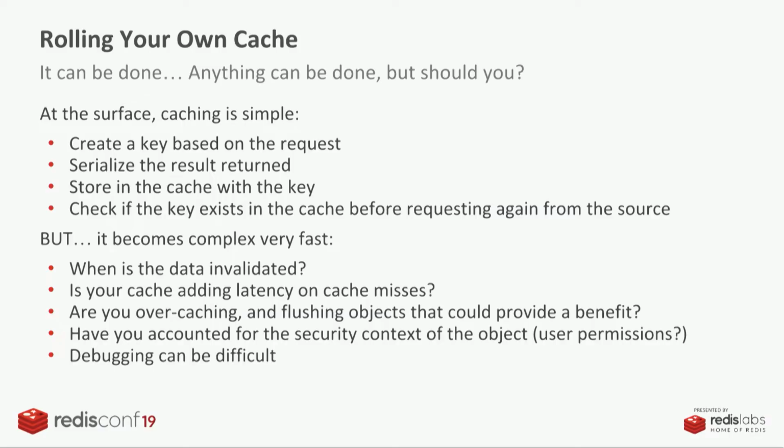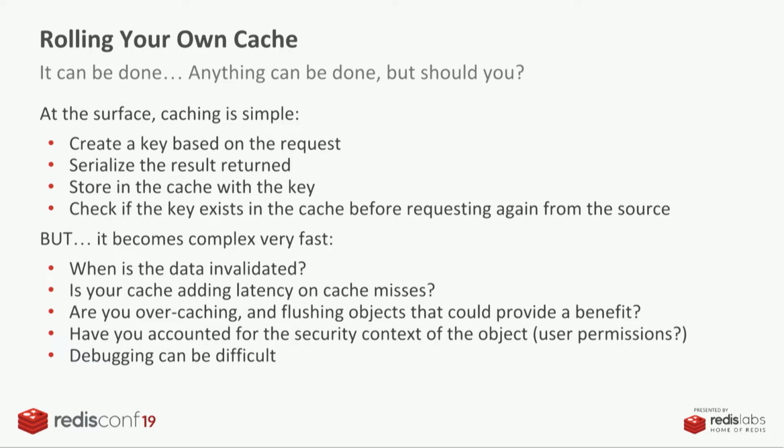Okay. So let's talk about caching first. You can roll your own, but really, realistically, should you? Okay, caching is simple in concept. You create a key based on the content that you're requesting. Okay, you can just hash the query, the SQL query. Next, you basically serialize the result that you get from the database. You throw it into some data store somewhere. And then whenever you have another request, you just check if it's in your data store first, right? It's not that hard.